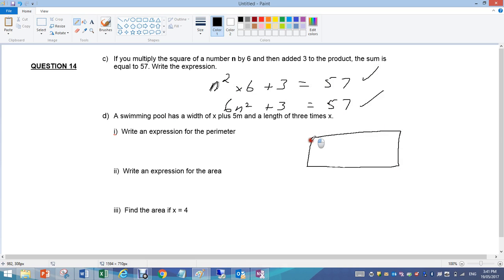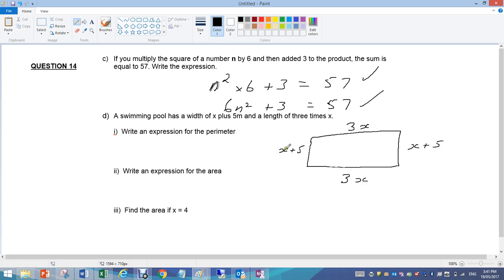Next, a swimming pool has a width of x plus 5, and a length of 3 times x, that's 3x. So let's start drawing it because it's a pool. Okay, so the width is x plus 5, so it's x plus 5 over here as well. And the length is 3x, so there's a length 3x over here.